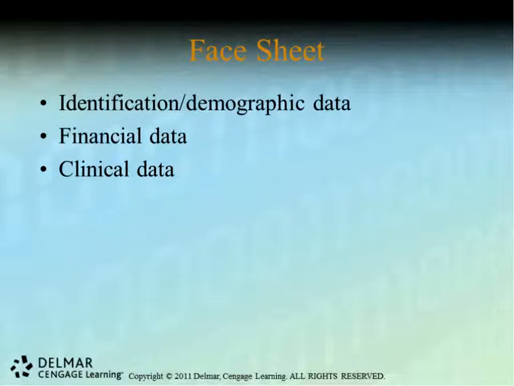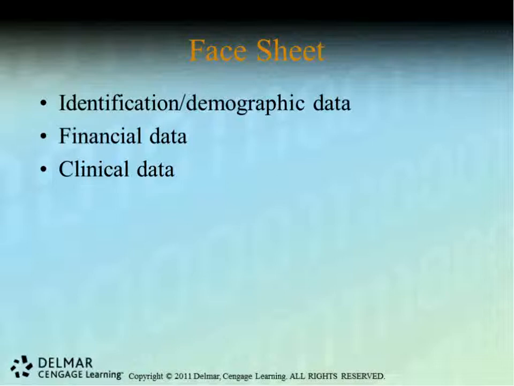Now, in our record we talked about how we have administrative data and we have clinical data. When we look at administrative data, we have several reports that fall under that classification. That will be your face sheet, your advance directives, your consent, your patient property form, your birth certificate, and your death certificate.